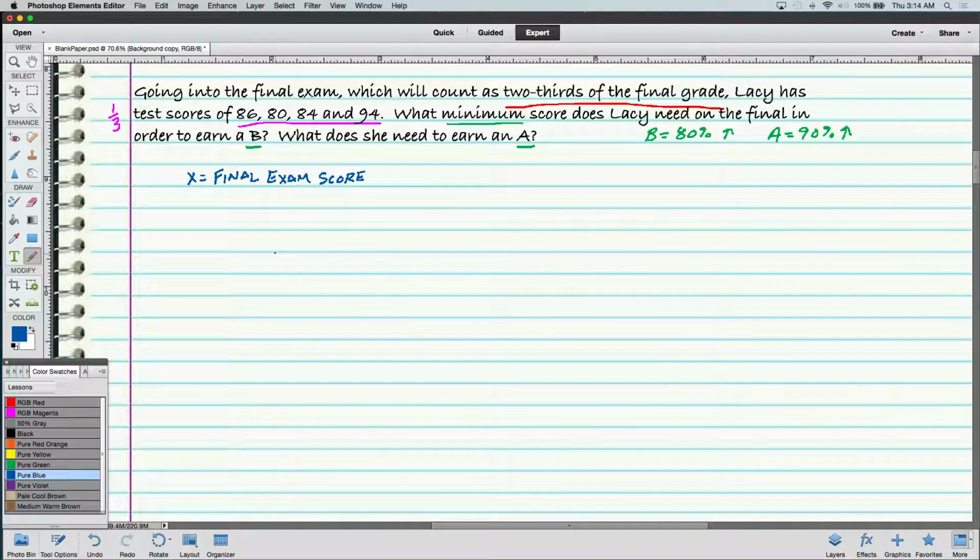So we're going to have 2 separate final exam scores. The first final exam to make a B, second final exam to make an A. 2/3 of that. So we have 2/3 times the final exam plus 1/3 of the test scores is going to equal the final grade.